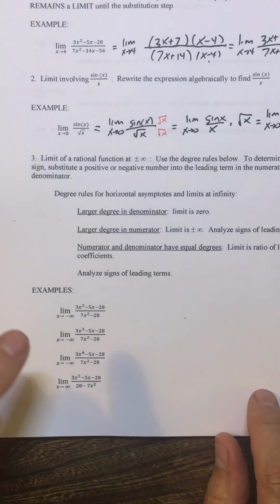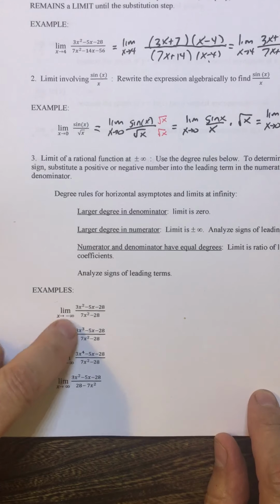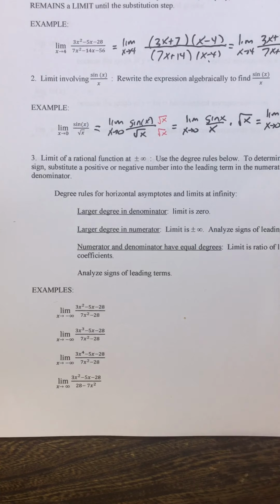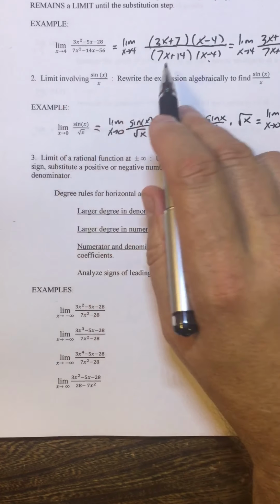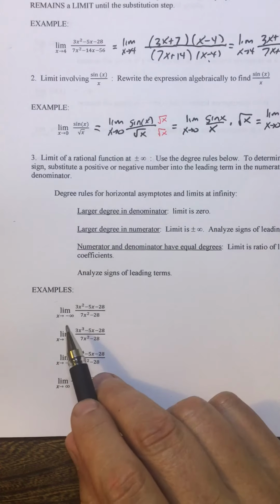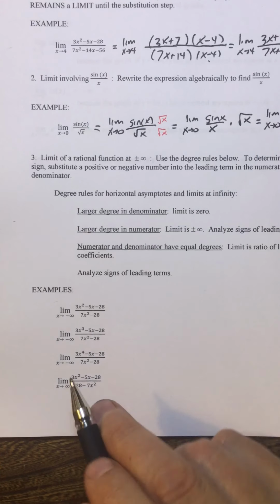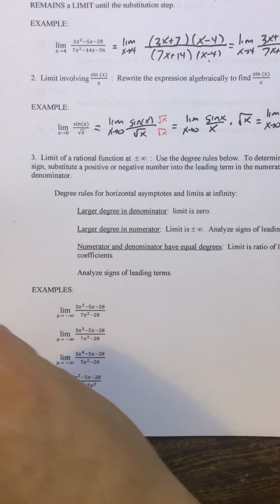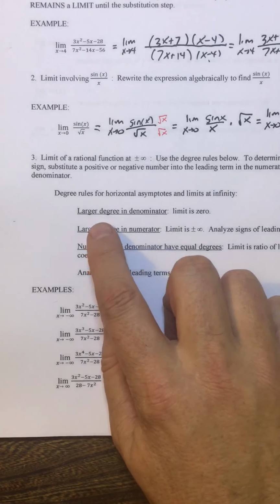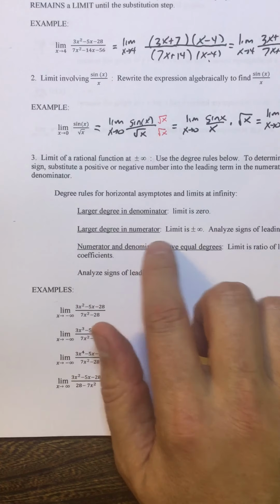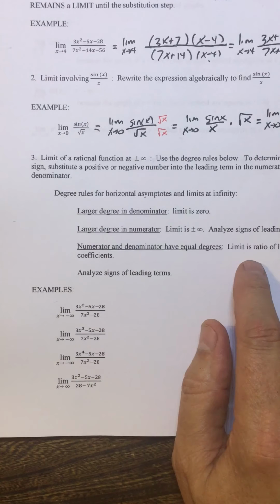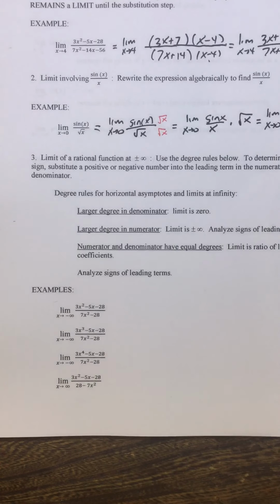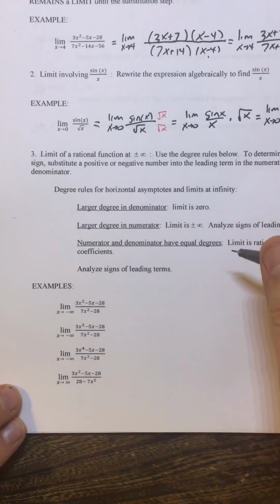So the key thing to think of is if you see infinity down here, do not factor. You will not factor this. Instead, you're going to look at the degree rules, right? If I have a real number, I'm going to factor, simplify, and substitute. If I have infinity or negative infinity, I am not going to factor. I'm just going to look at the leading coefficient, right? And if the larger degree is in the denominator, the limit is 0. Larger degree in the numerator, it's plus or minus infinity. Look at the signs. And if the numerator and denominator have equal degrees, it's the ratio of leading coefficients, just like you learned about horizontal asymptotes in your pre-calculus in Algebra 2.